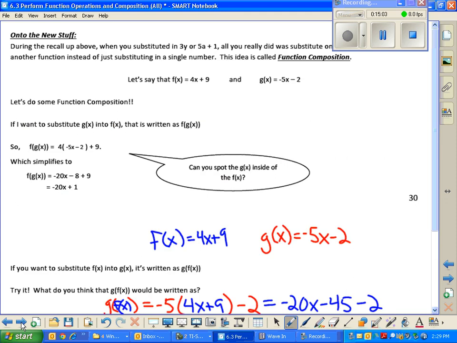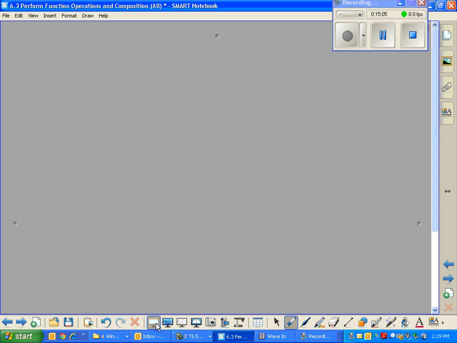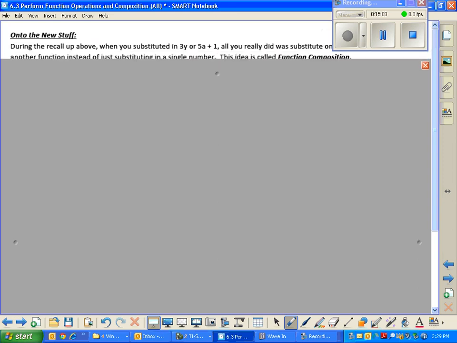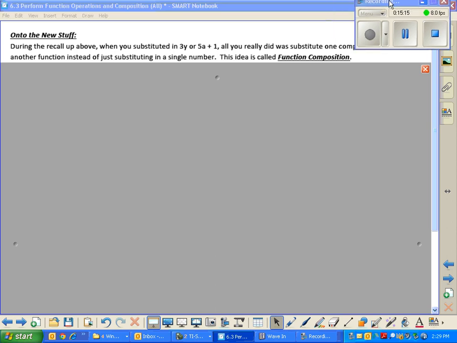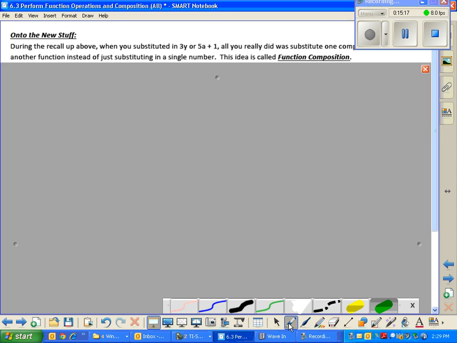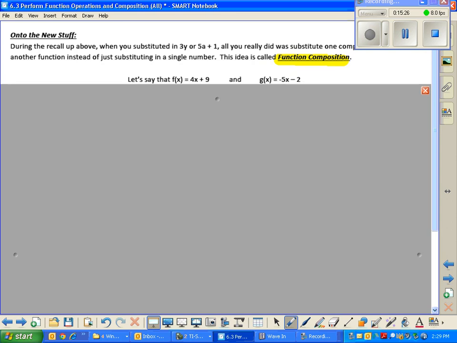So this is our new information. I don't want to overwhelm you there with too much. This is our new bit, real brand new bit. You might recall you were substituting 3y or 5a plus 1 in there. All you were really doing was plugging one function into another. And when we do that, that's really what we call function composition. It's the same as substituting in just a regular number, just we can plug in another equation.